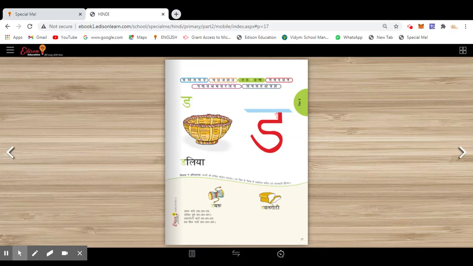So students, you have to revise vocabulary words as well as its rhyme. Now come to the next page.